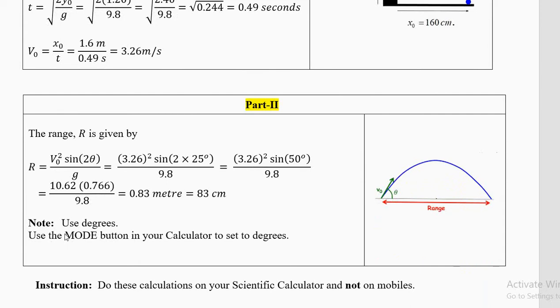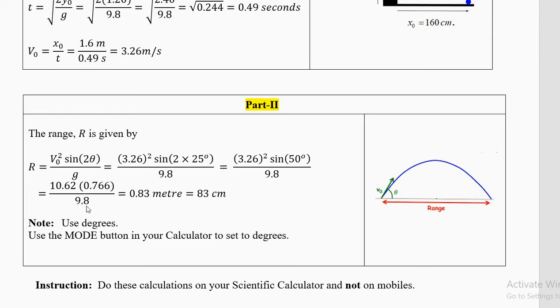Now, in your calculator, use the mode button to set it to degrees. Now, 3.26 whole square is 10.62, into 0.766. If you take sine 50, you will get 0.766.